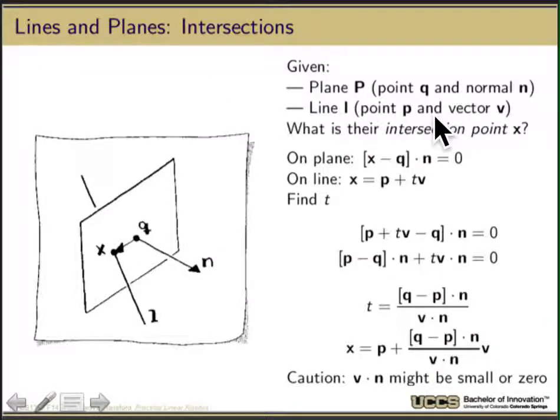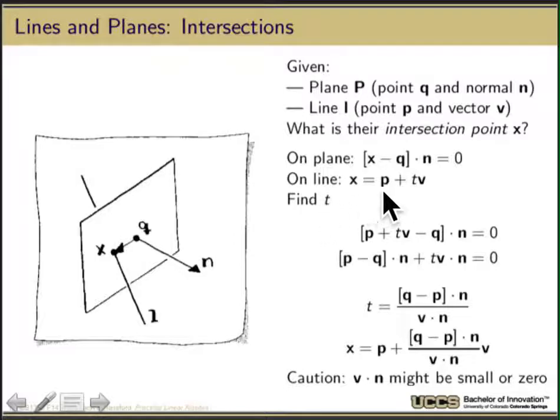So that means I need to be able to, given a plane P, which we're going to represent in point plus normal form, and a line L, in point and vector form, we want to ask what's the intersection point? Where does this line hit this plane? So if it's going to intersect, we know that it's going to be on the plane. So that means x minus q dot n will be equal to 0. We also know it's going to be on the line, so we know that x will also have to satisfy p plus t times v.